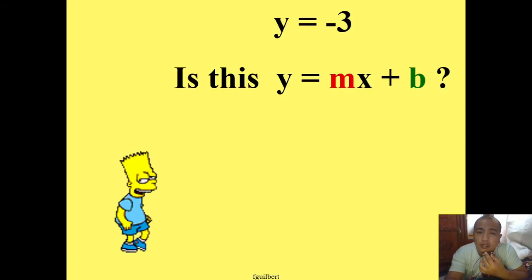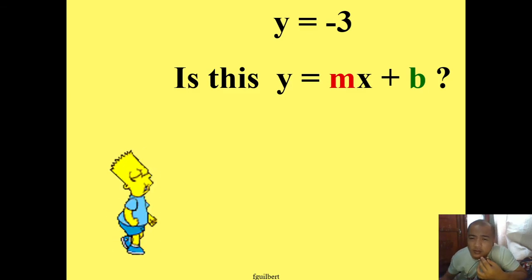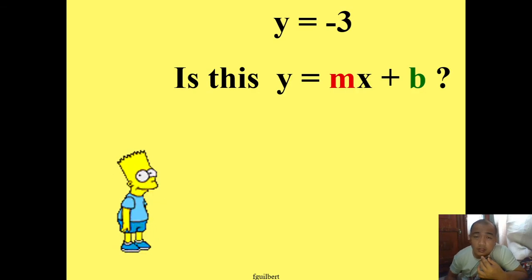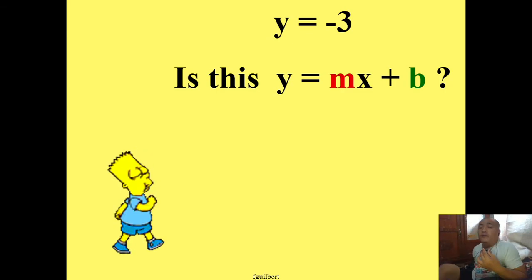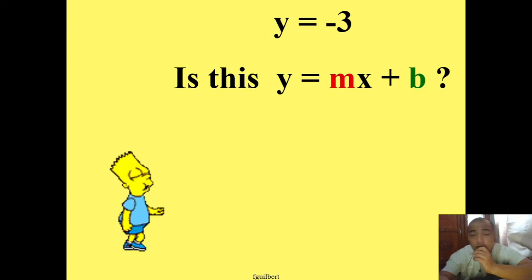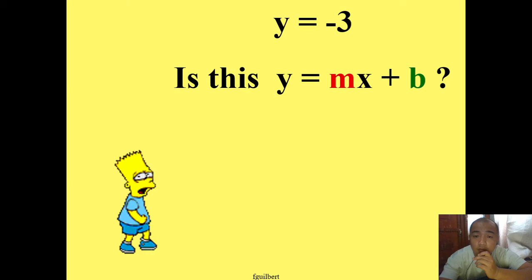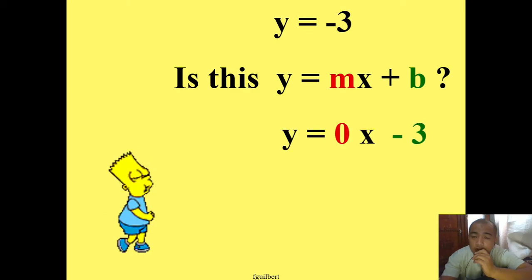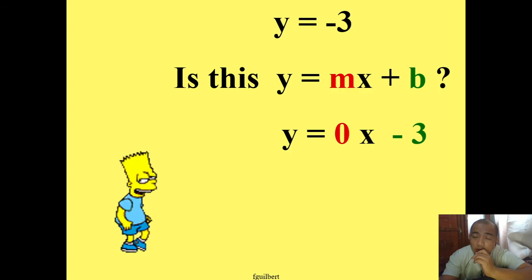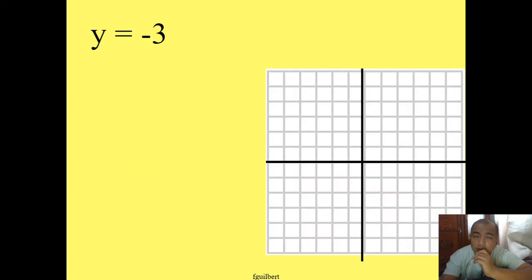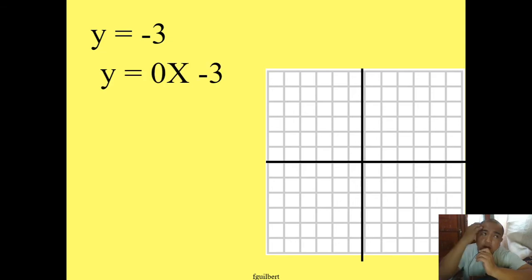How about this? Y equals negative 3. Is this y equals mx plus b? Or in other words, can this be written in the form y equals mx plus b, or slope-intercept form? Yes, it can be written as y equals 0x minus 3. That means 0 slope, y-intercept is negative 3. So y equals negative 3 can be written as y equals 0x minus 3. So that means the y-intercept is negative 3.